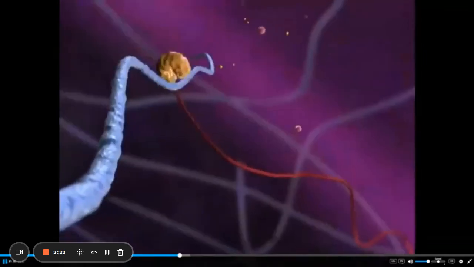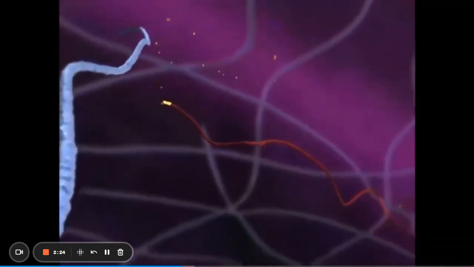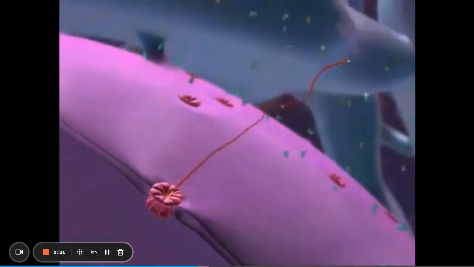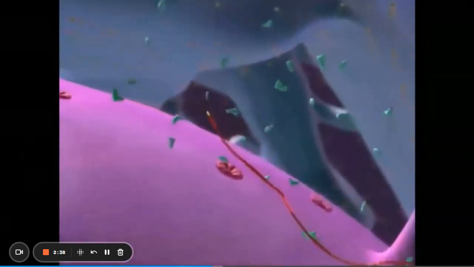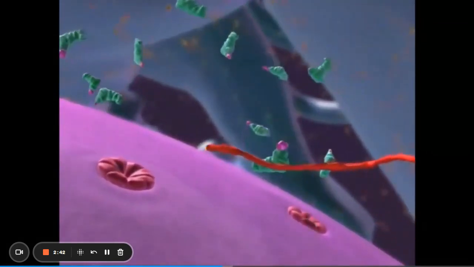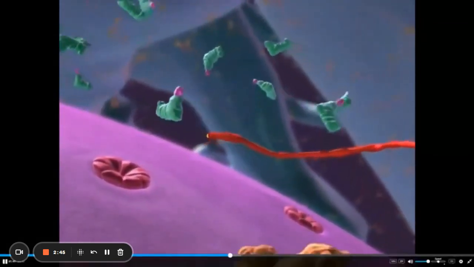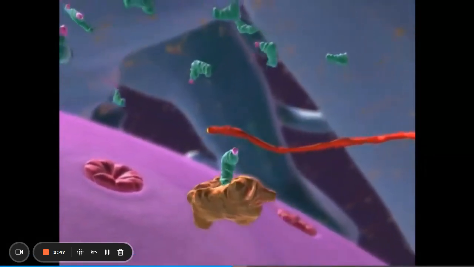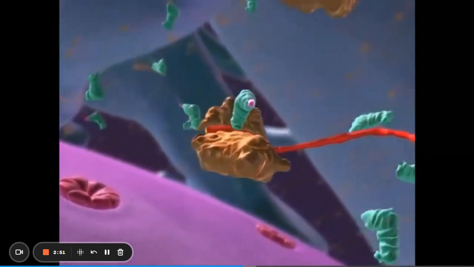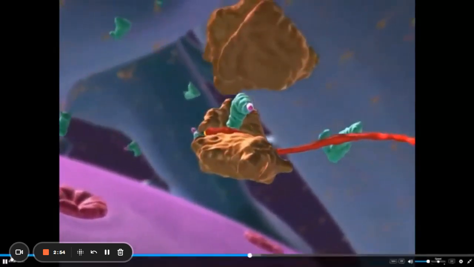Finally, extra adenine nucleotides are added to the end of the RNA strand, forming a tail. The completed messenger RNA, mRNA, now leaves the nucleus. The message in mRNA is translated into a protein in the cytoplasm. First, a transfer RNA, tRNA, arrives, carrying a specific amino acid. The small subunit of a ribosome attaches to the mRNA. Now, the large subunit of the ribosome attaches.